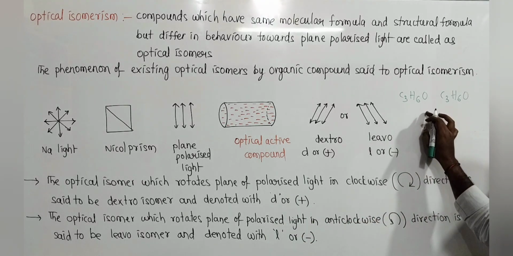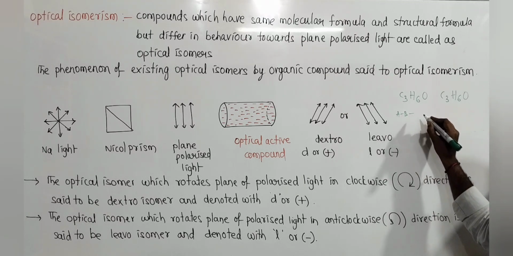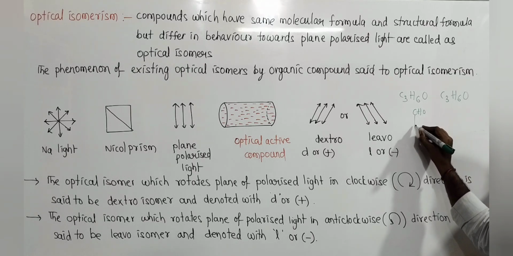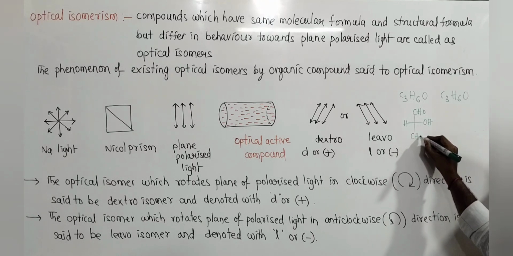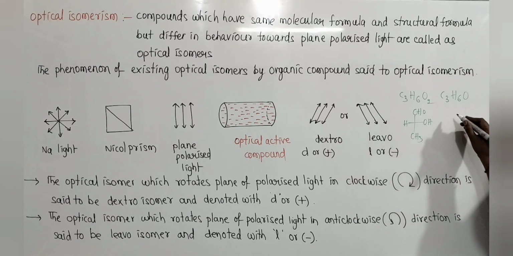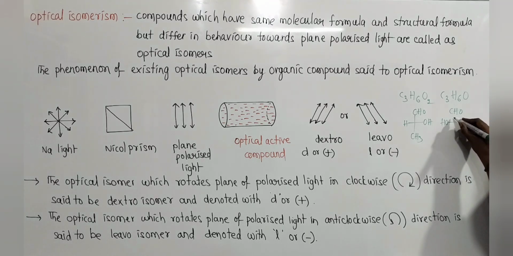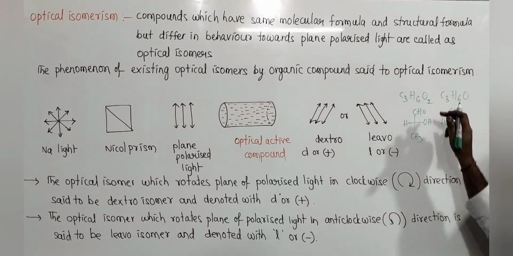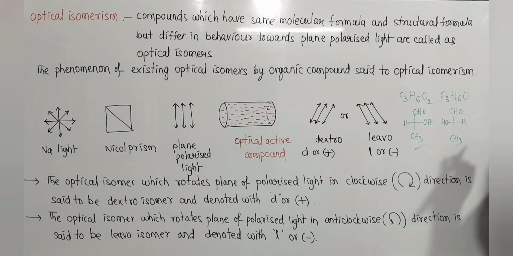So the same bonding, that means if this is ABCD type, this is also ABCD type. For example, if you write this one, H and OH and CH3, and here CHO, OH, H and CH3. The molecular formula is the same for both, and the bonding between atoms is also the same.